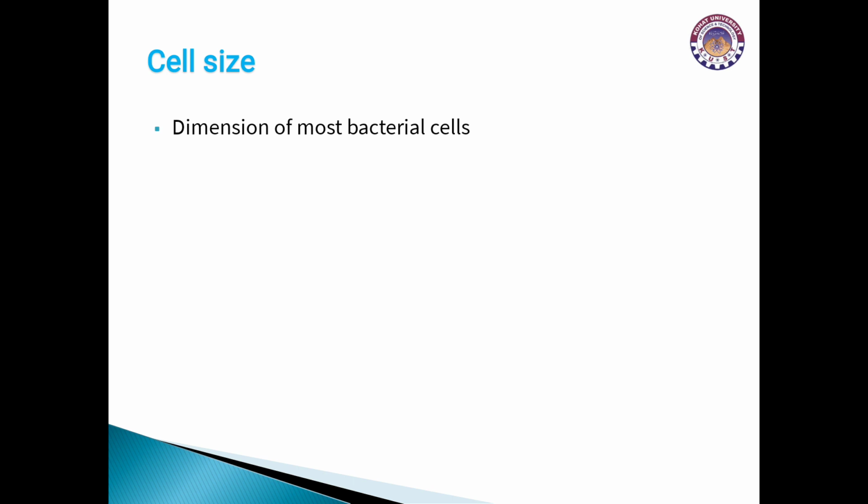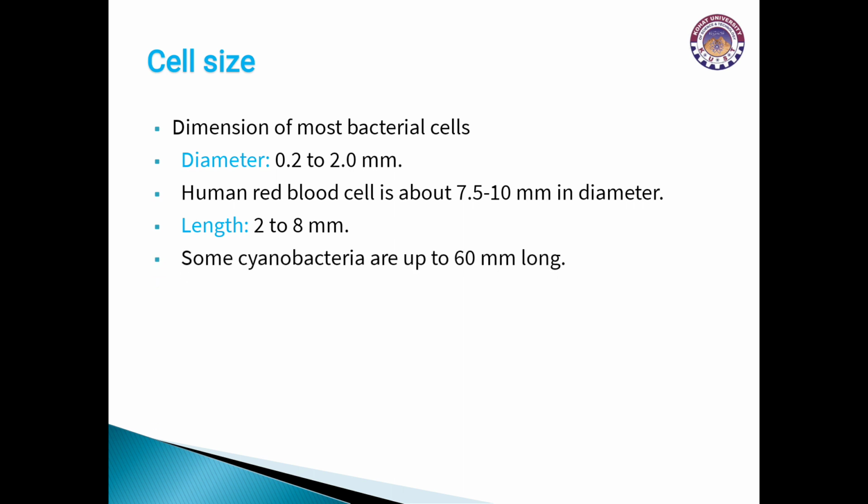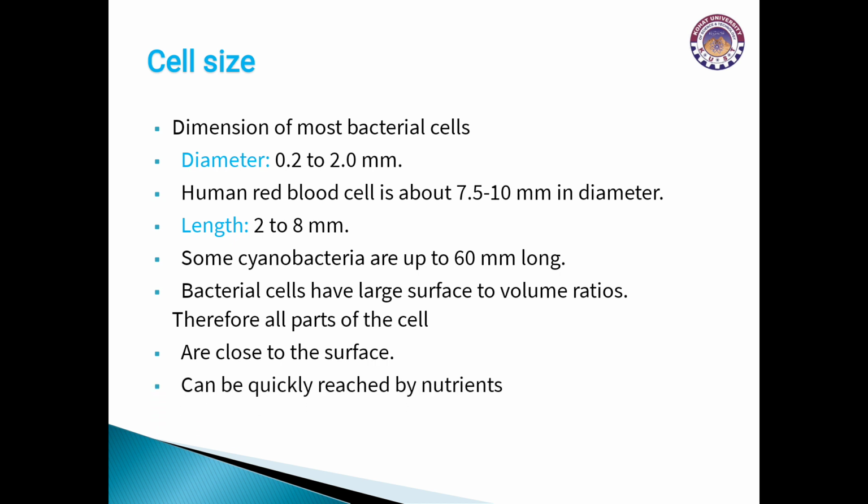Now, what is the cell size? The dimensions of most bacterial cells: its diameter is 0.2 to 2.0 millimeter. Human red blood cells are about 7.5 to 10 millimeter in diameter, and its length is 2 to 8 millimeter. Some cyanobacteria are up to 60 millimeter long. Bacterial cells have a large surface to volume ratio. Therefore, all parts of the cell are close to the surface and can be quickly reached by nutrients.